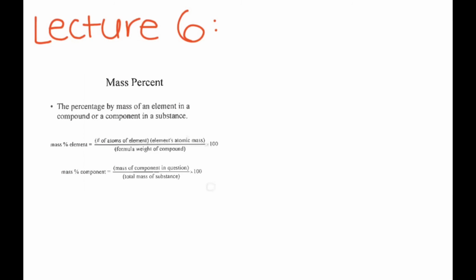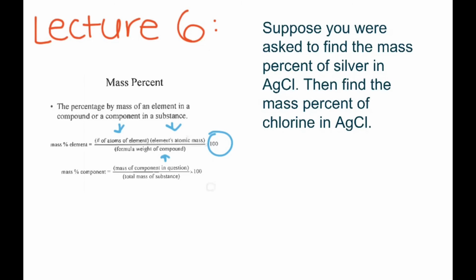Moving on to Lecture 6, which is a continuation of Lecture 5, we start out with the concept of mass percent, or the percentage by mass of an element in a compound or a component in a substance. The formula to find mass percent is you take the number of atoms in an element times the element's atomic mass over the formula weight of a compound. All of this times 100. Suppose you were asked to find the mass percent of silver in silver chloride. Then find the mass percent of chlorine in silver chloride.